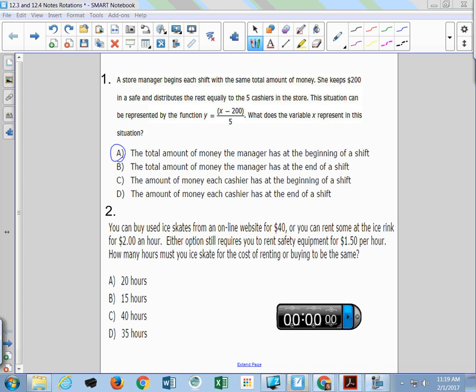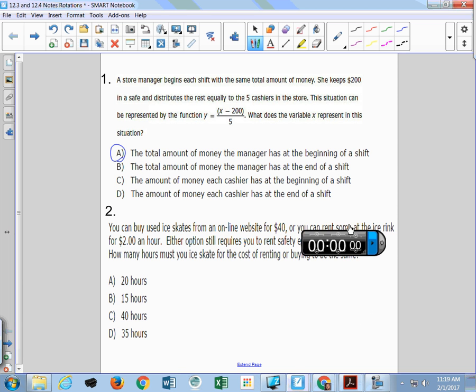All right, number two. You can buy used ice skates from an online website for $40, or you can rent some at the ice rink for $2 an hour. Either option still requires you to rent safety equipment for $1.50 per hour. How many hours must you ice skate for the cost of renting or buying to be the same?